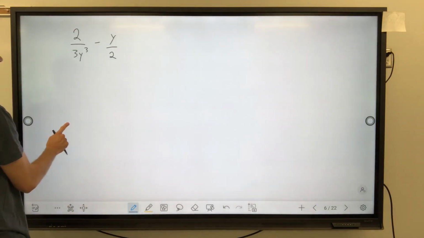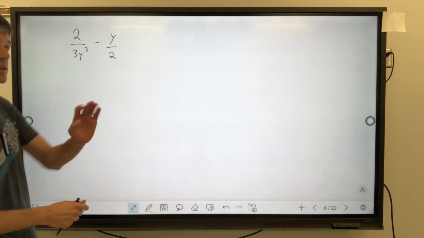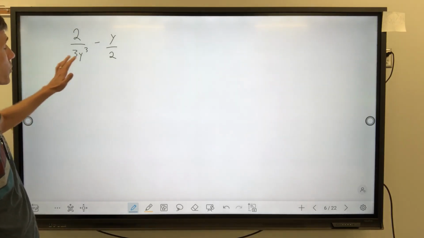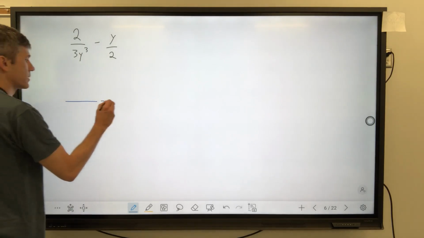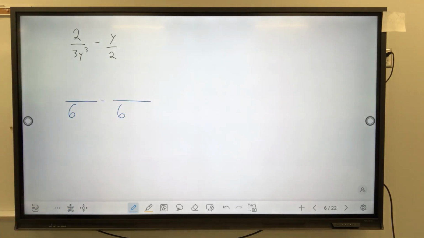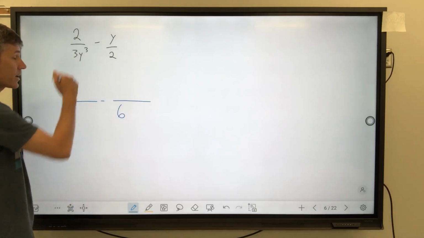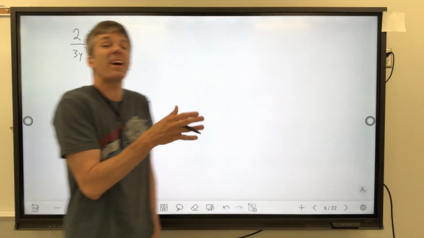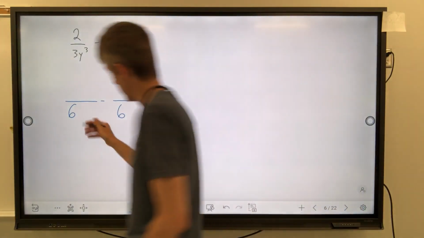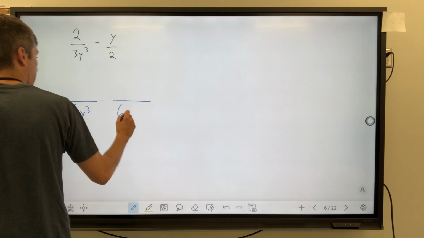Common denominator here. All right, well, I need a common denominator. Let's ignore the y's for just a second. If I was just talking common denominator among the 3 and the 2, it'd be a 6. Okay, but it's not just 6. I'm going to need a y cubed as well. So every factor of your denominator needs to be accounted for. So we're going to put y cubed here and y cubed here.